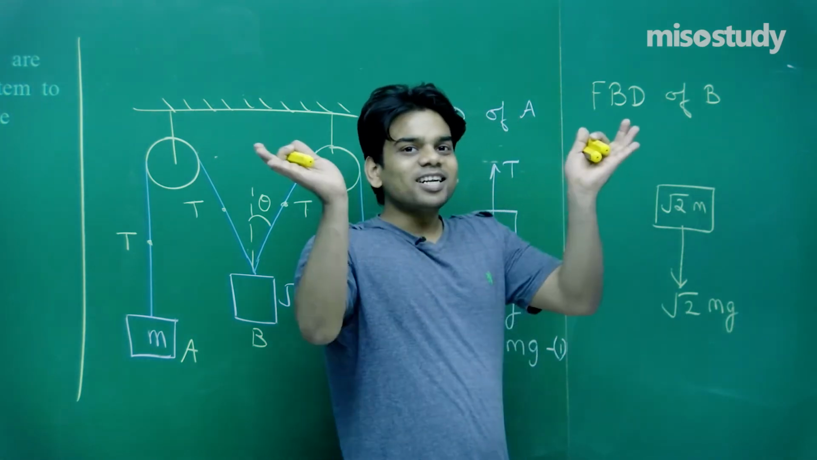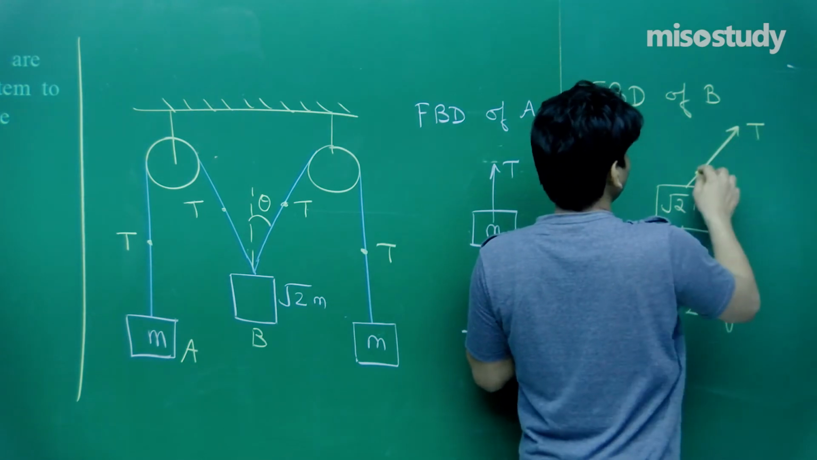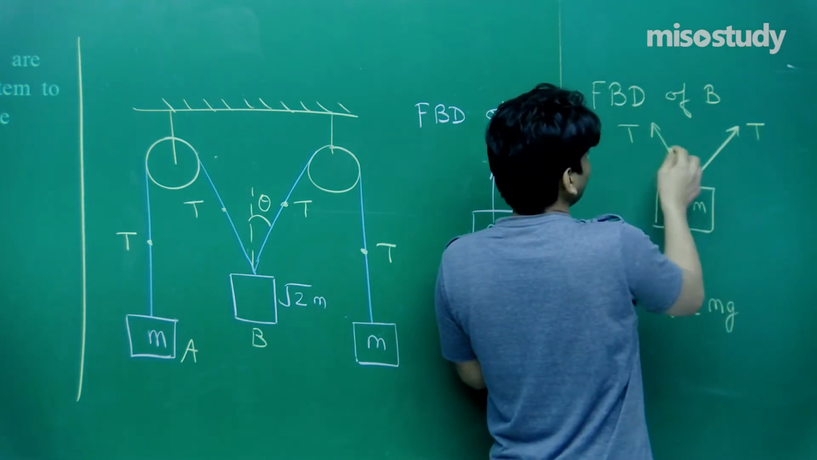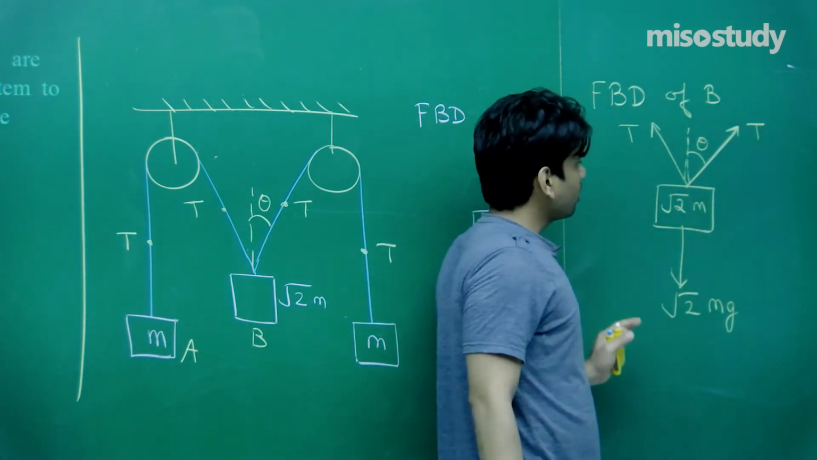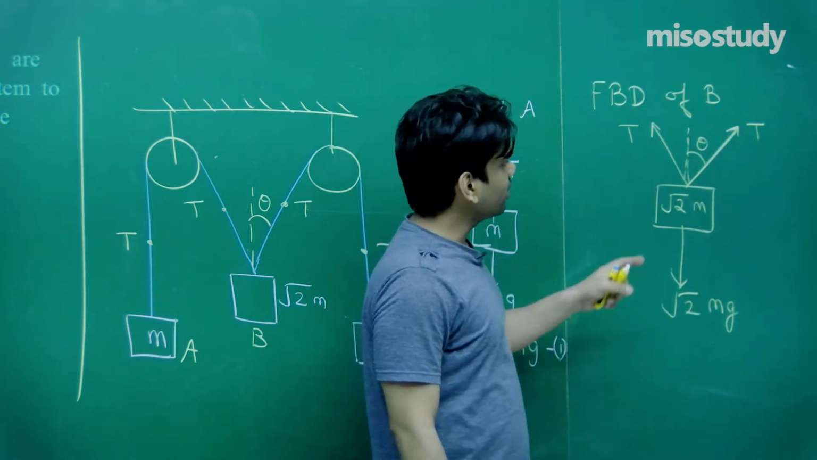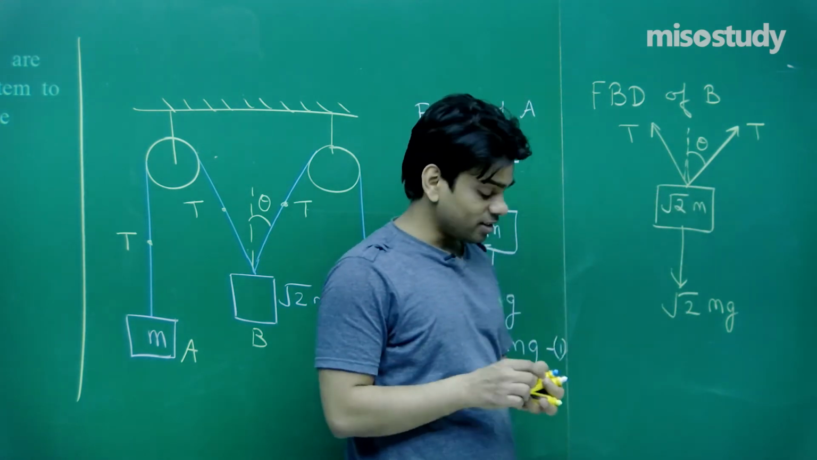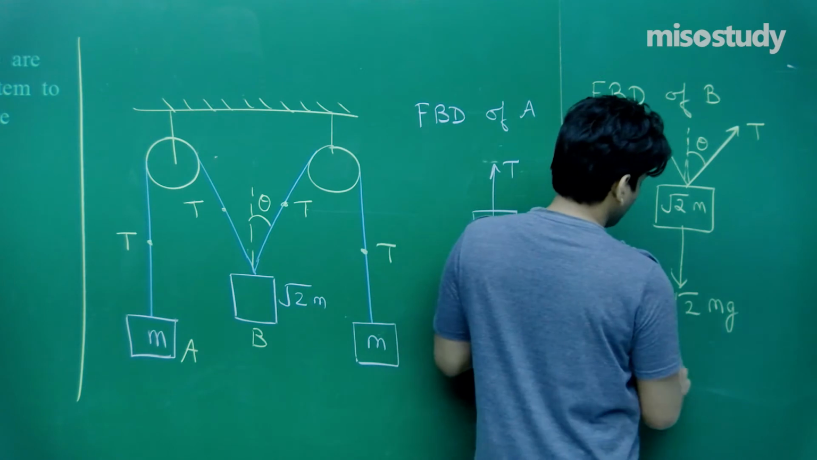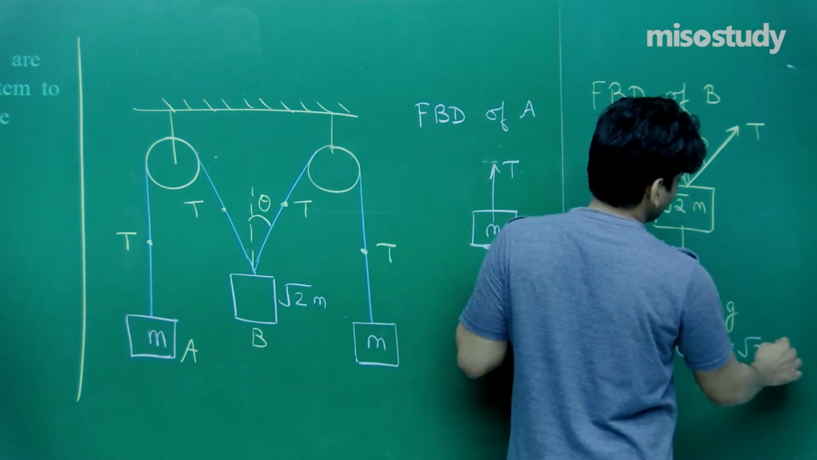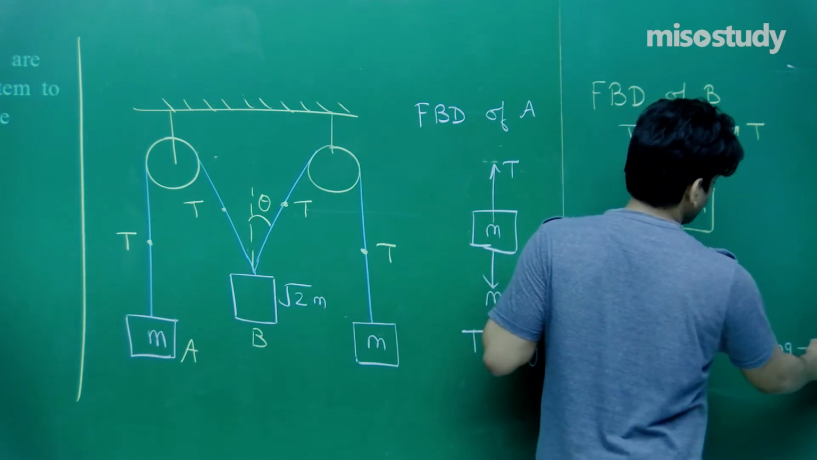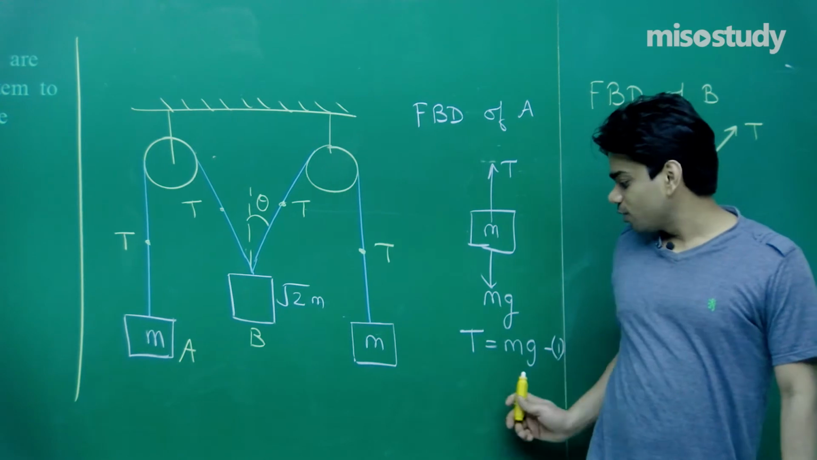Two tensions, T and T, act along two different directions. This is the angle theta that each makes with the vertical. For vertical equilibrium, T cos theta and T cos theta will add up and balance this weight. So we have 2T cos theta equal to root 2 mg. Equation number 2: 2T cos theta is equal to root 2 mg, and here we have T equal to mg.